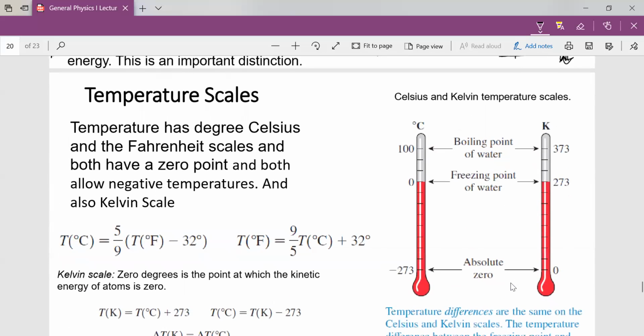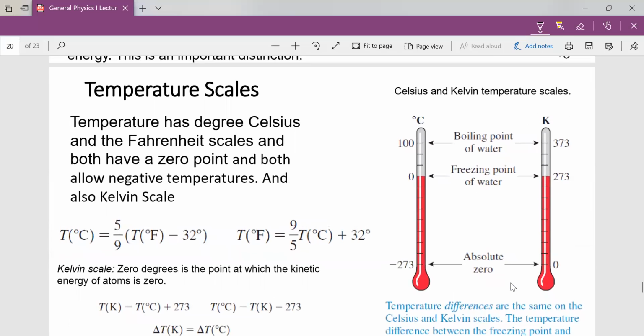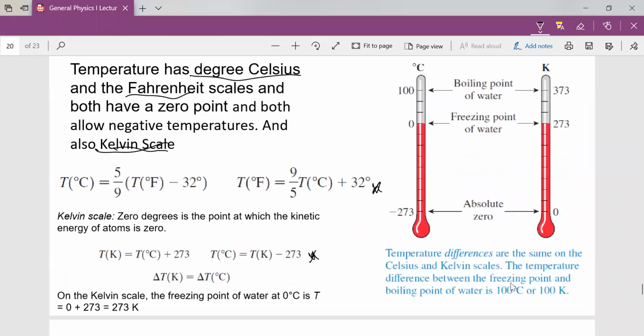And we'll have different scales to measure temperature. We'll have degrees Celsius, we'll have the Fahrenheit, and we'll have the Kelvin scale. And we can actually convert each of these values using this formula and this formula. To take a value from Fahrenheit to Celsius, it's 5/9 times the value in Fahrenheit minus 32 degrees. The reverse is the case here. To take Celsius to Fahrenheit, it's 9/5 times the value in Celsius plus 32.